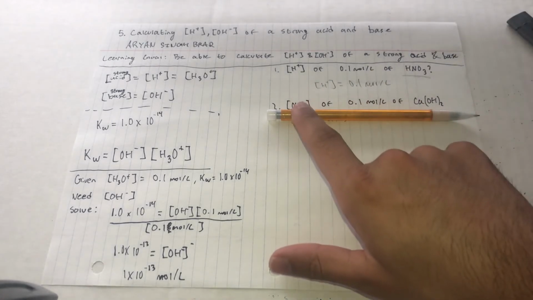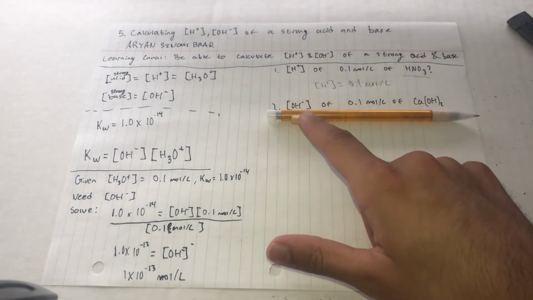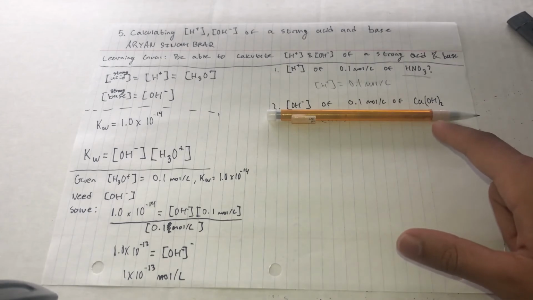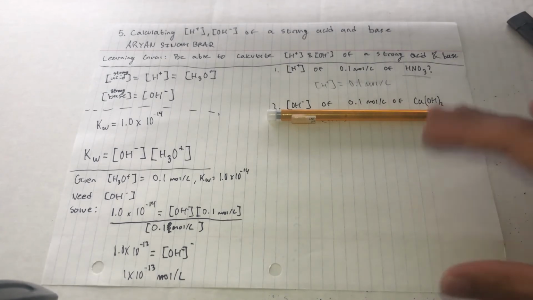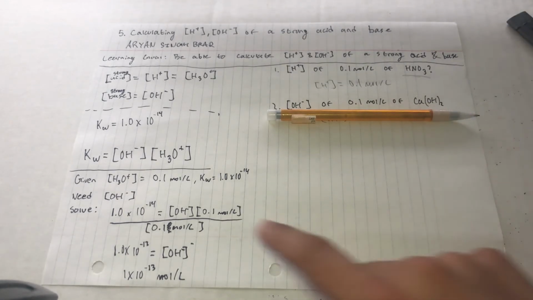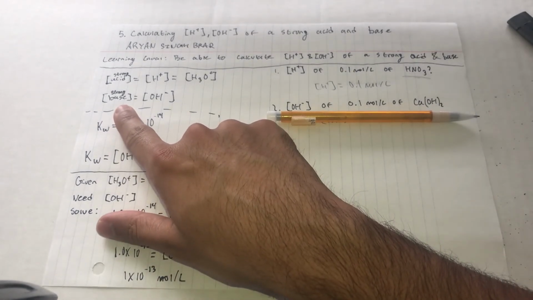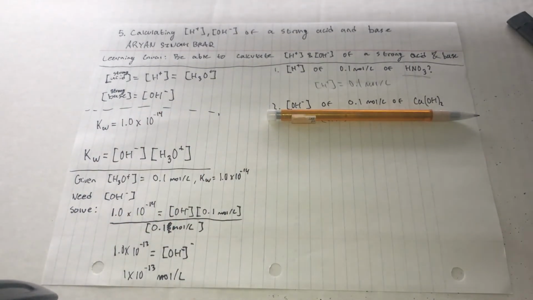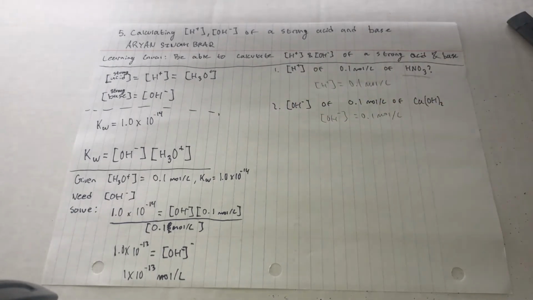Now, if you wanted to find out the hydroxide concentration of 0.1 moles per liter of calcium hydroxide, which is a strong base, then you have to use this equation. The concentration of a strong base is equal to the concentration of hydroxide. So I want you to pause the video and just think of what the answer could be. And if you got this answer, 0.1 moles per liter, again, you'd be right. And this is because, again, a strong base and a strong acid fully dissociate in water.